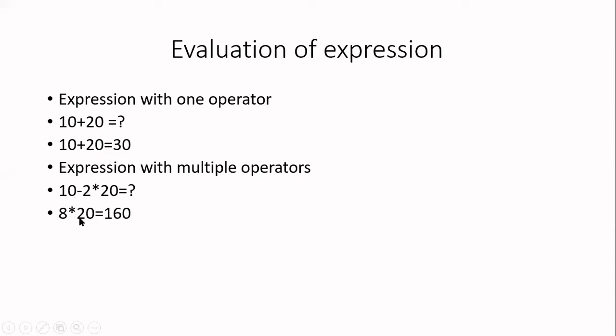Then they will multiply that by 20 and they will tell the answer as 160. This is some group of people will follow like this. And some other group, they can do like this also. They will do multiply first. So they will multiply 2 and 20. The answer will be 40. Then 10 multiplied by 40 will be minus 30.